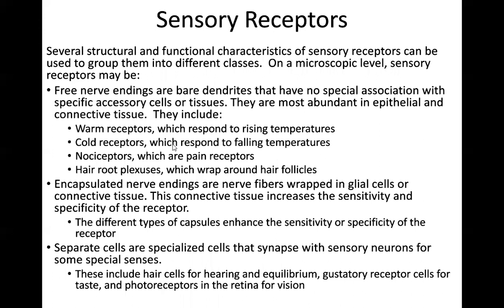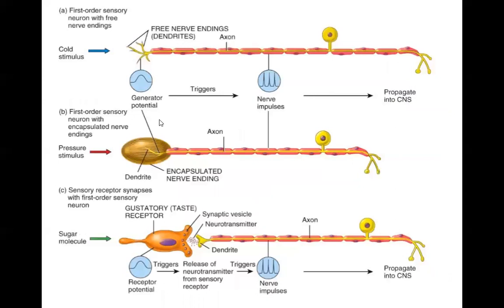All right, what we're going to do for the next couple slides is talk about the different types of sensory receptors that we have. There's a few ways to classify receptors. The first are based on what they look like under a microscope. That's what these three classifications are: free nerve endings, encapsulated nerve endings, and separate cells. And here's what they look like. The first two are essentially the same thing. Free nerve endings and encapsulated nerve endings are only different because with free nerve endings, the dendrites are uncovered, whereas with encapsulated, there's a capsule around them.